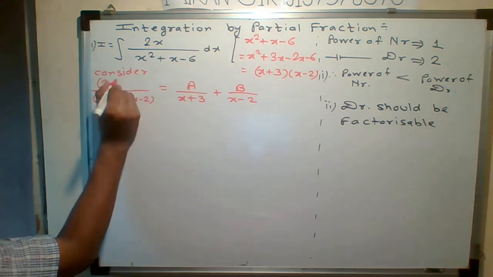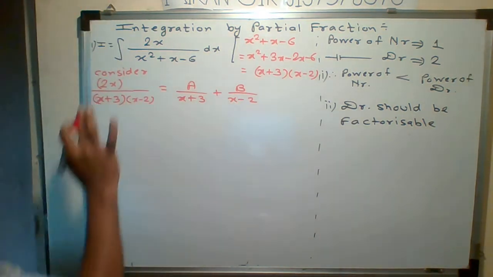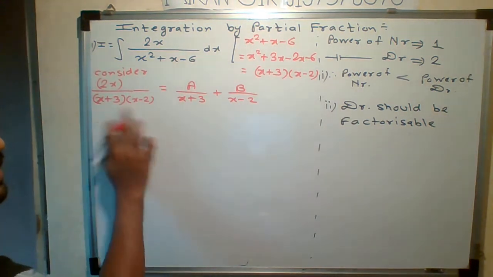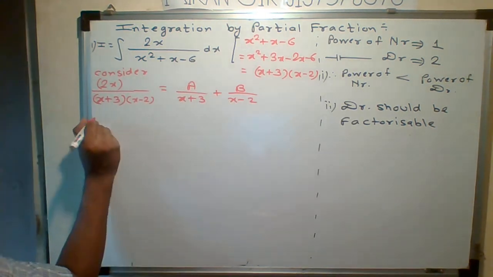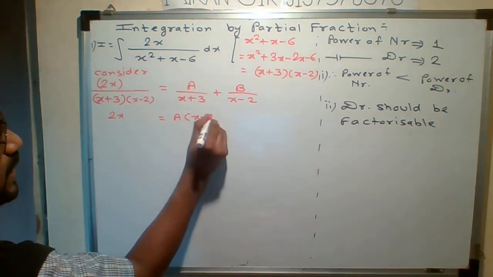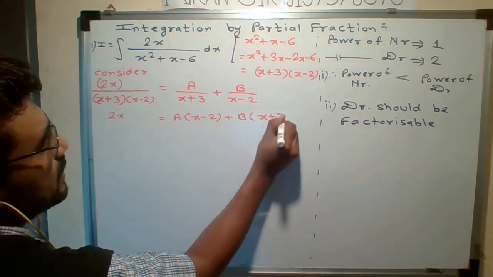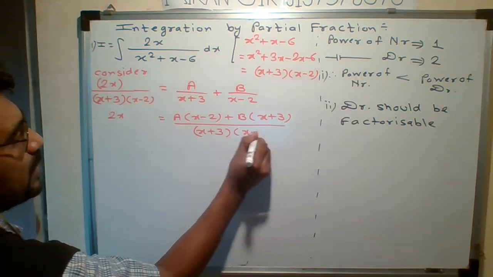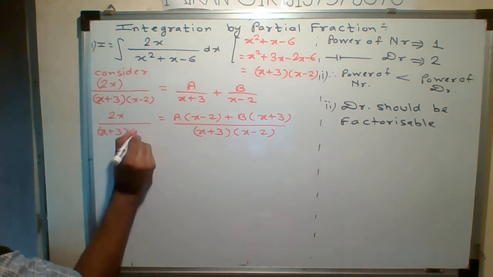What is the term in the numerator? I don't care. Whatever term is in the numerator, 5x, 100x or 99x, it doesn't matter to me. I only care about the factors, that's why I told you a upon the first factor plus b upon the second factor. In the next step I will take the LCM. If I cross multiply, it becomes a into x minus 2 plus b into x plus 3. And the denominator will be x minus 2 into x plus 3, and the same on the left side, x plus 3 into x minus 2.